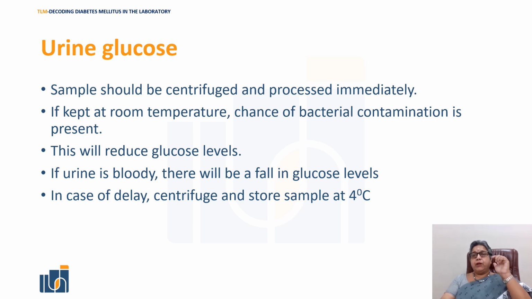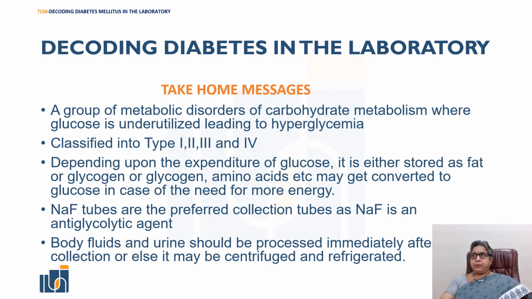So we've learned about blood, we've learned body fluids and urine glucose. So the pre-analytics here are very, very important. The tubes are important and whatever processing we need to do is also very important. So to sum up, we've taken our first step where we've tried to understand the disease. We've tried to define the disease where we're saying that it's a group of metabolic disorders of carbohydrate metabolism where glucose is underutilized and this leads to hyperglycemia. Diabetes is classified into four: type 1, type 2, type 3 and type 4. Now, depending upon the expenditure of glucose by our body, it's either stored as fat or glycogen or glucose, amino acids, etc. may get converted to glucose in case of the need for more energy.